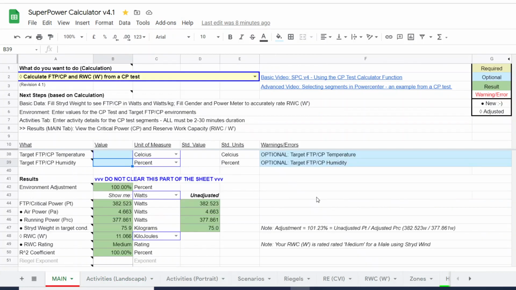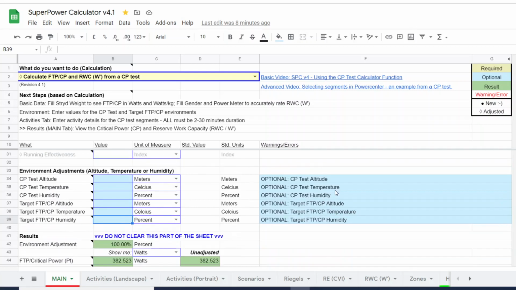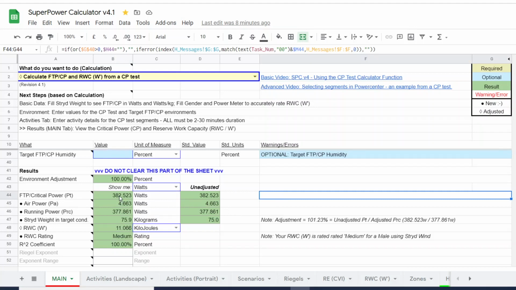We come back to the main table and note that I put in 75 kilograms for this runner. The runner's stride weight. So you scroll down here, and here's the outcomes of those testing. The critical power is reported as 382 watts. All right, but when you take away air power, the critical power minus air power is about 378 watts in this case.